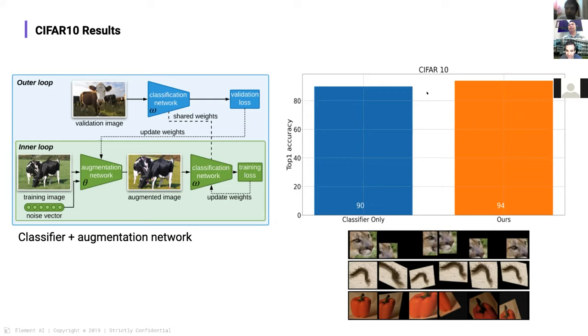In CIFAR-10, we achieved 4 points extra by adding the augmentation network using the bi-level optimization. And it was state of the art compared to similar methods. And these are some of the qualitative results. Usually in CIFAR-10, people use crops and rotations, but our augmentation network was able to learn other types of augmentations, such as shearing with scaling, cropping, all of them combined and so on. This is what makes the augmentation network powerful, because you can learn other kinds of augmentations that the standard augmentations don't cover, like just rotations and crops. So this was CIFAR-10.